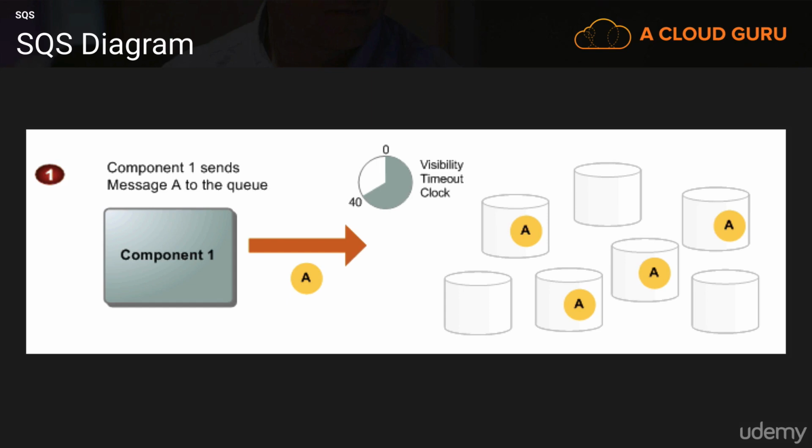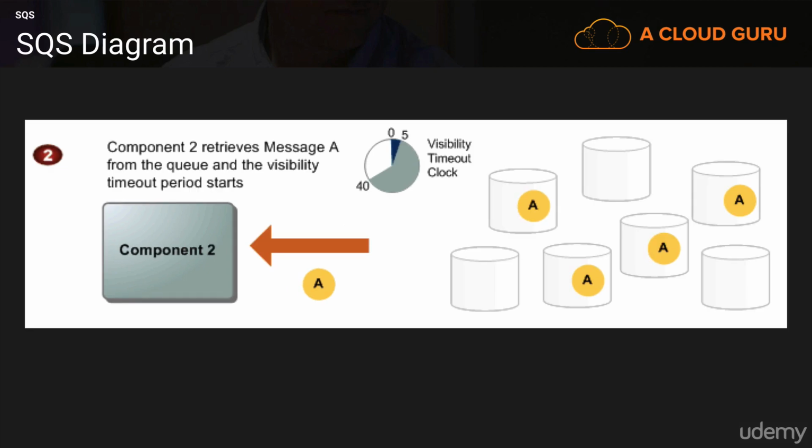So basically component 1, we'll call component 1 our web server. It sent a message to the queue, and there's a visibility timeout clock as to how long that message is going to be visible in the queue. Now component 2, that would be our application server. It retrieves the message from the queue, and the visibility timeout period starts. So it's important to remember the visibility timeout period only starts when the application server has picked up the message, and that's how Amazon guarantees that the message will be delivered at least once.